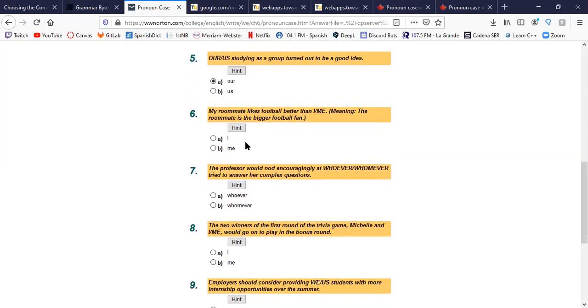Anyway, number 6. My roommate likes football better than I or me. So meaning the roommate is the bigger football fan. I didn't actually explain this, but be careful with this one. I'll give you a little hint here. It's easy to think that than is acting as a preposition here, but it's not. So with that in mind, pause the video and think about the answer.